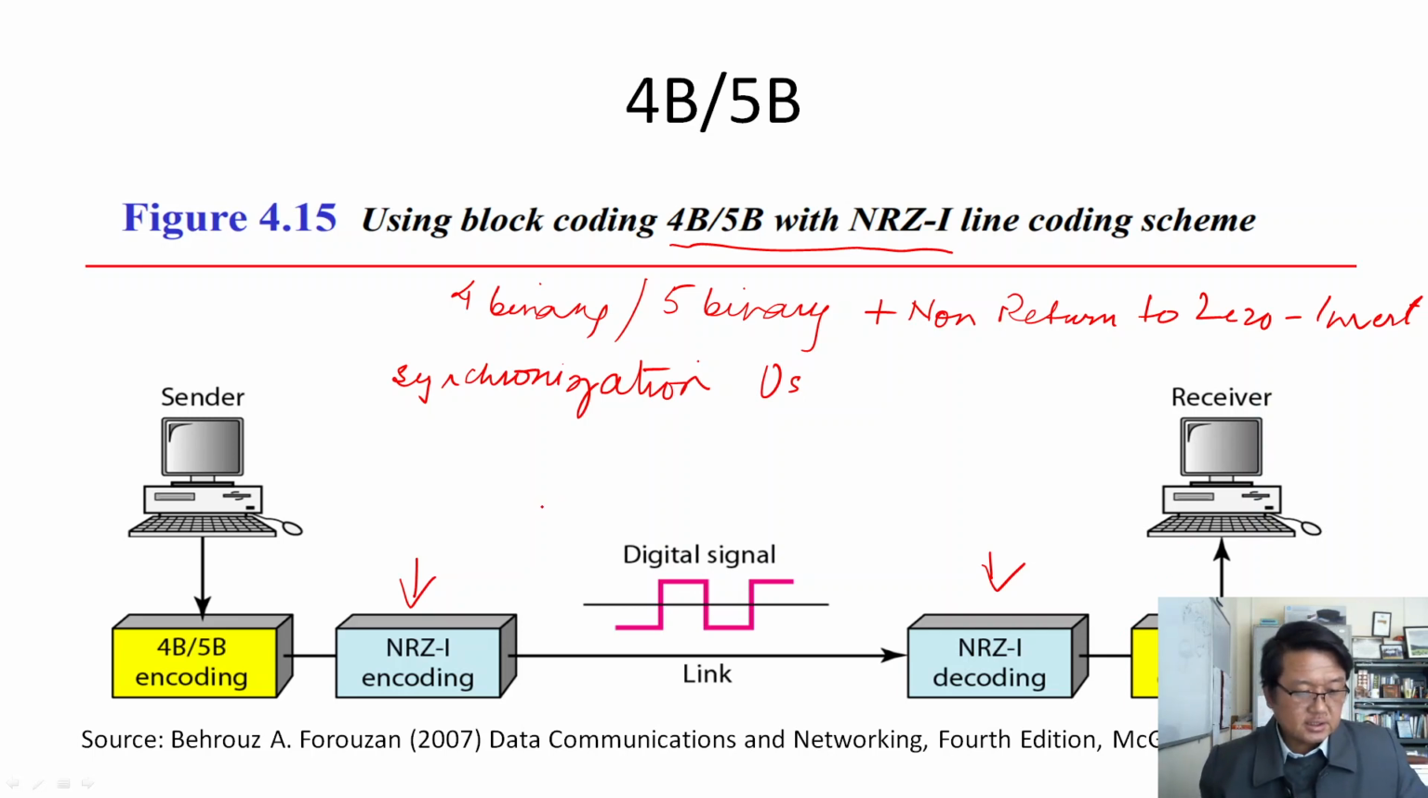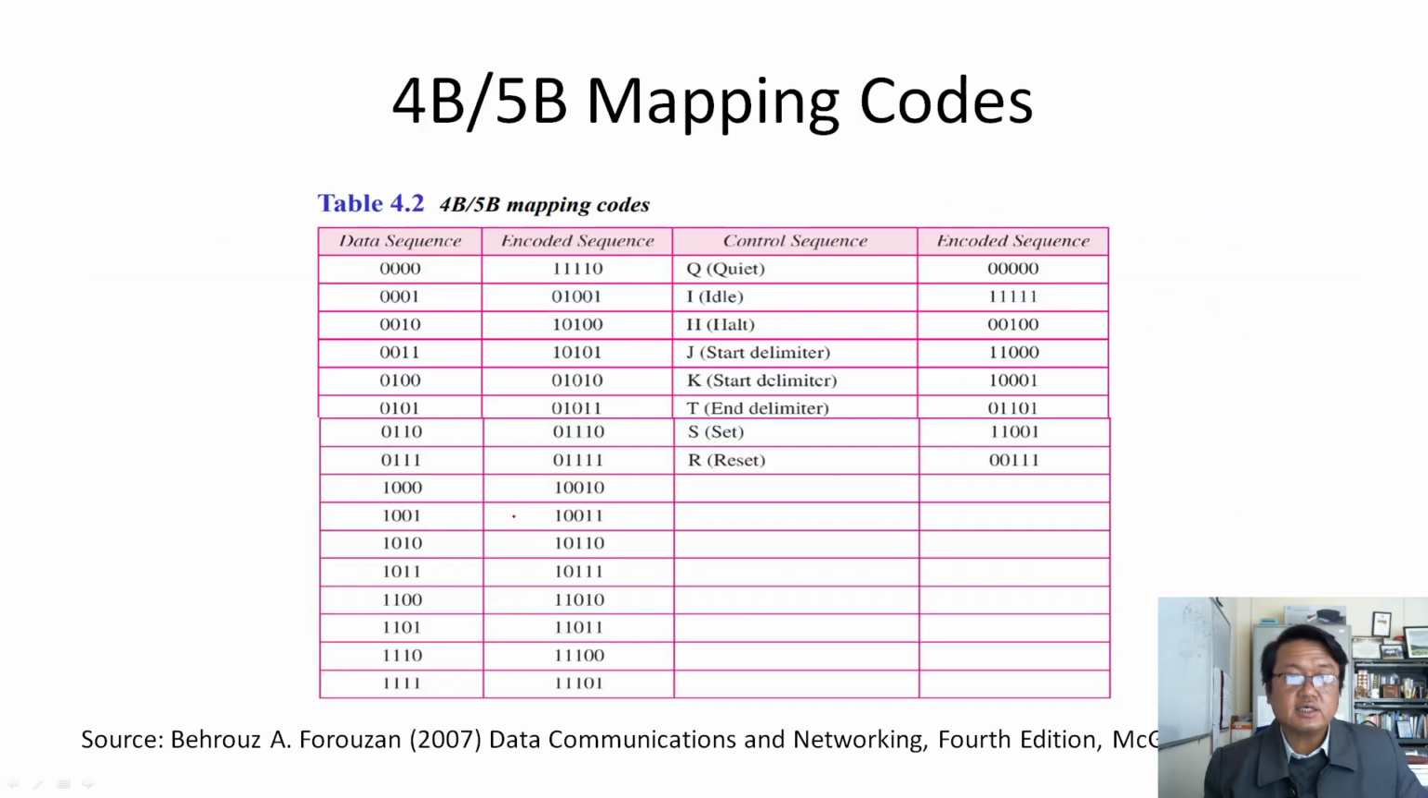So in this 4B, 5B, the 5-bit output that replaces a 4-bit input has no more than one leading zero on the left and no more than 2 trailing zeros. On the left-hand side you'll have 1, and on the trailing side you'll have no more than 2 zeros, as you will see here. If you look at the first row, the data sequence is 4 zeros, which is encoded with this 4B, 5B into 5 bits, and it becomes 11110. Similarly 0001, which has 3 zeros, is converted to 01001.